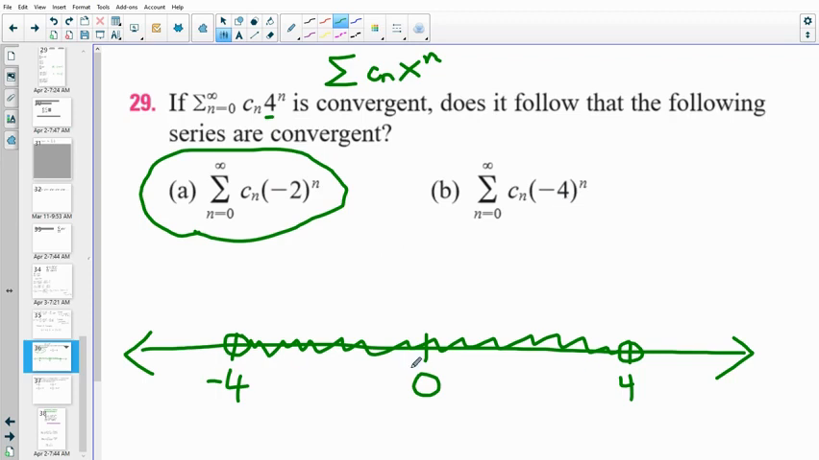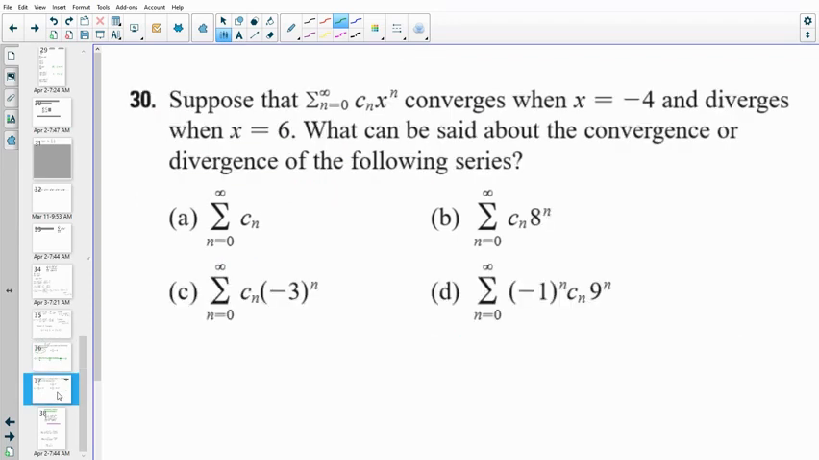Part B, on the other hand, I don't know. I can fill in the circle on this one because they told me that it converges at x equals 4, but I do not know about this. And we just saw an example between -1/3 and +1/3. It is possible that it converges on one side, but does not converge on the other. So I cannot conclude that it converges at -4. It might, but it certainly might not. And this idea is going to be used on question number 30 as well.